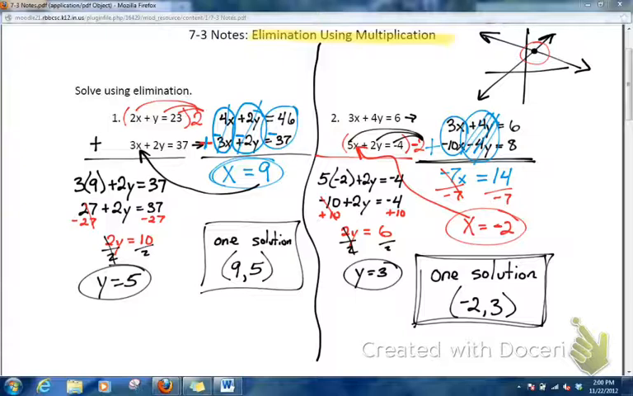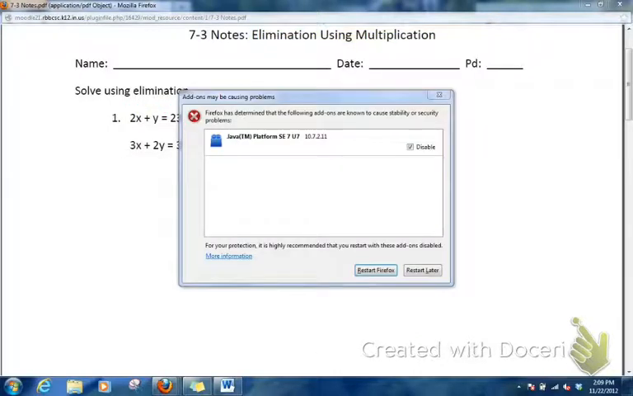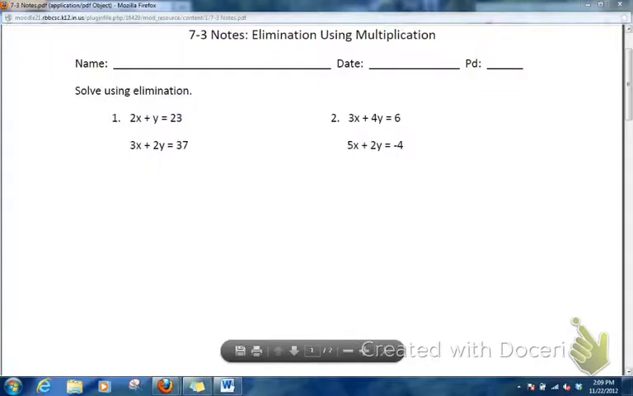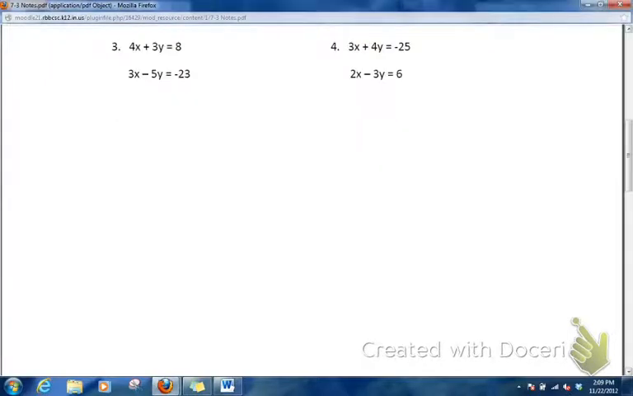Alright. The next two problems, again, we're going to do a couple where we have to multiply both equations, and you can see that right away with problem number 3, because you're looking at a 4x and a 3x. Well, there's nothing that I can multiply just one equation by to make those equal. Same with the positive 3y and negative 5. I can't turn the 3 into a 5, and vice versa. I can't turn the 5 into a 3. So you're going to have to multiply both equations.